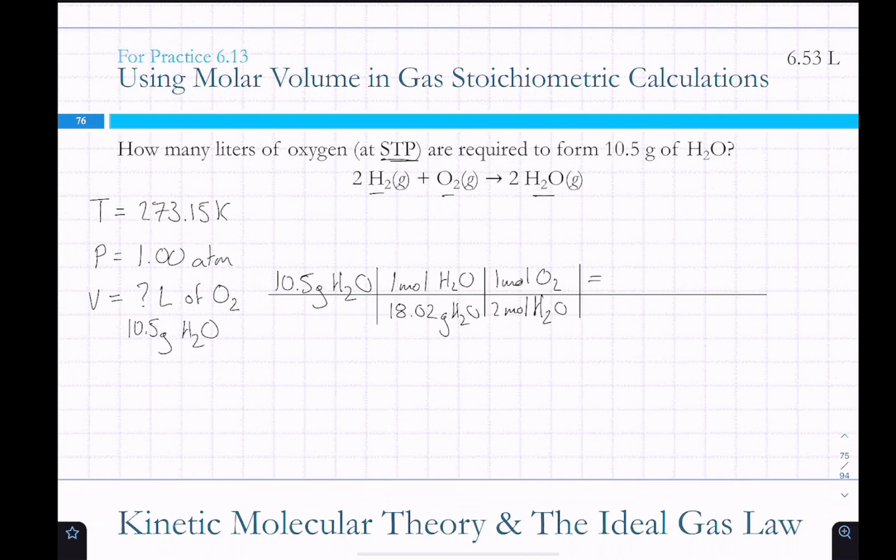And here's where using this sort of railroad track setup doesn't really work with PV equals nRT, because this is really good for converting units. But once we get to PV equals nRT, we're plugging something into a formula to cancel out a whole bunch of units. Yes, you could finagle it to fit in here, but I think it's easier to do it this way.